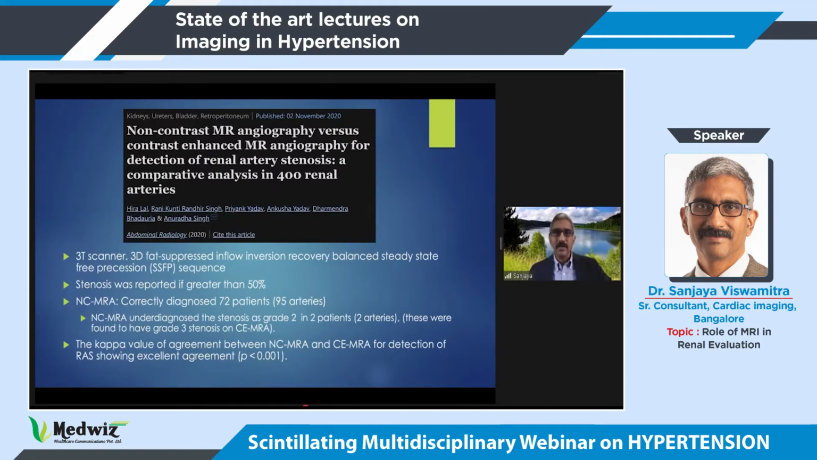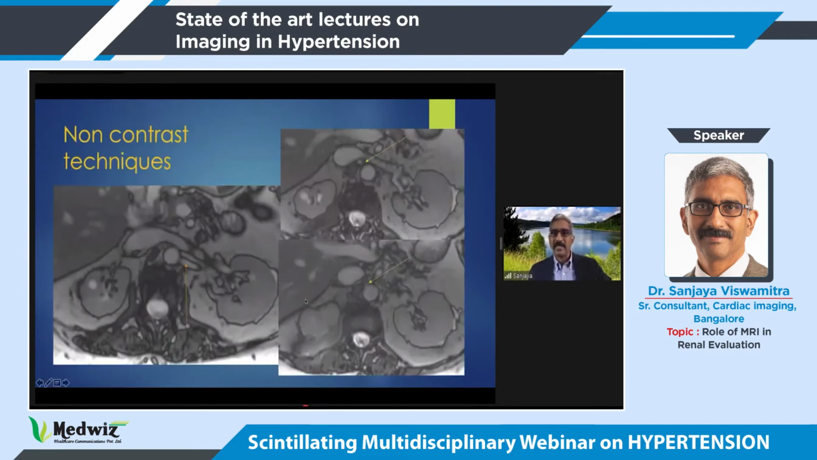What we typically use, and going back to the same patient I started off by showing, here are the non-contrast MRA images. You can see that the left renal artery is beautifully visualized. You can see the area of stenosis of the right renal artery at the ostium, and this looks very similar to what I showed earlier in the same patient with the contrast enhanced exam.